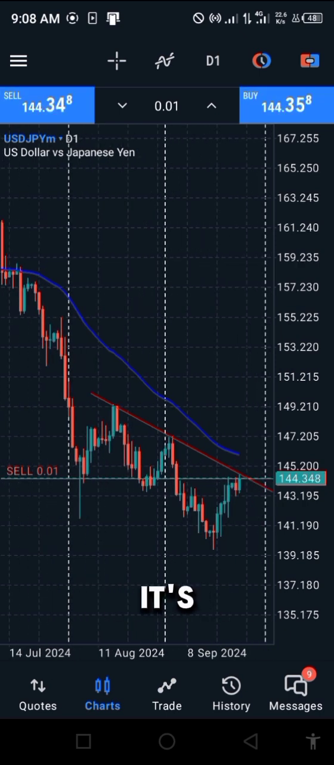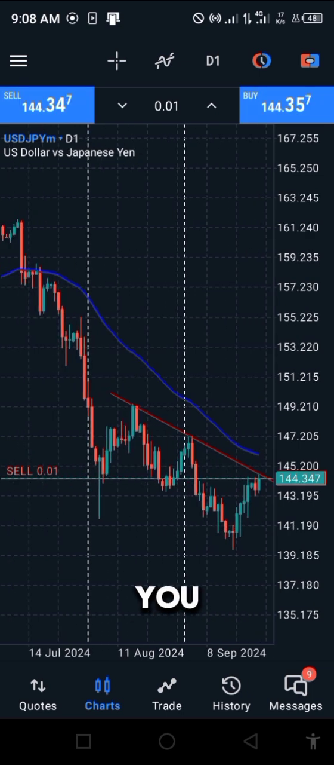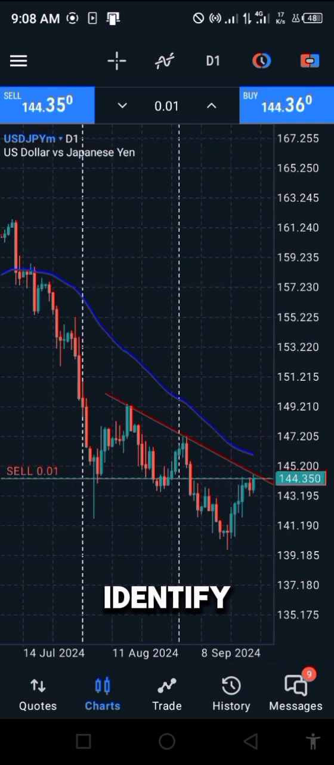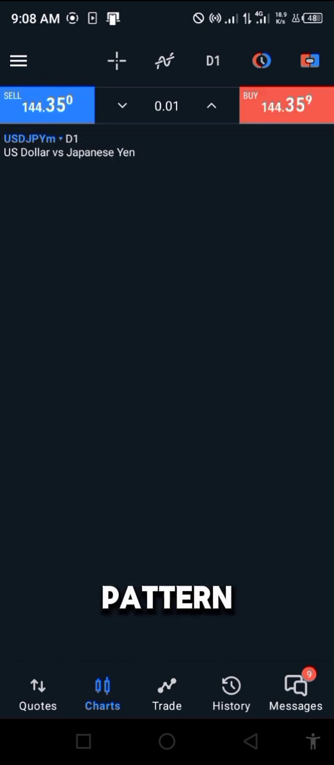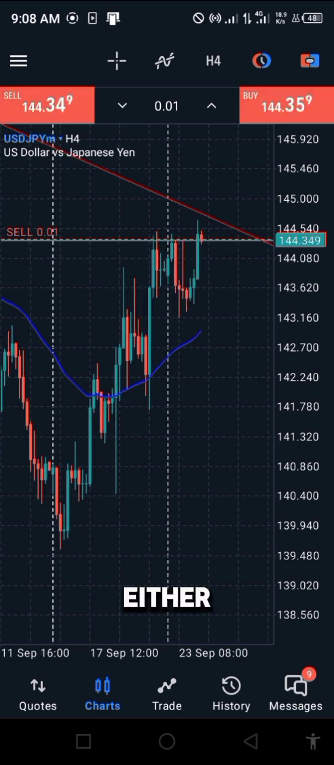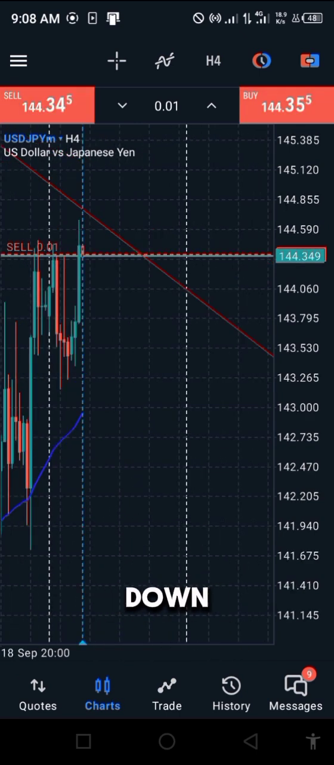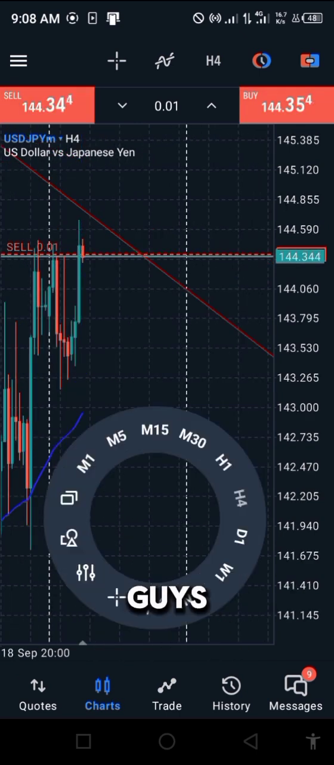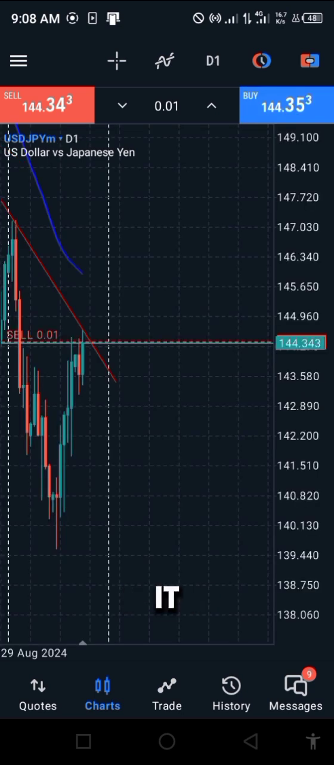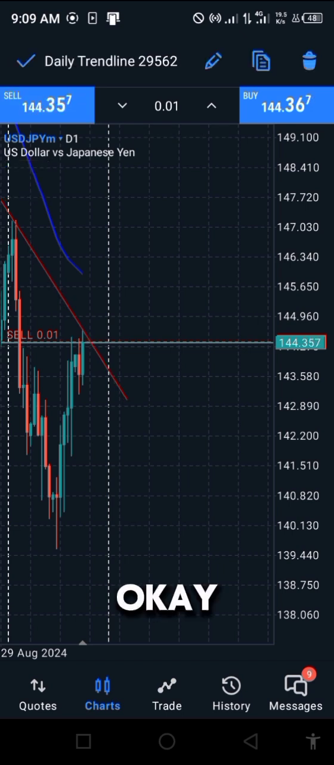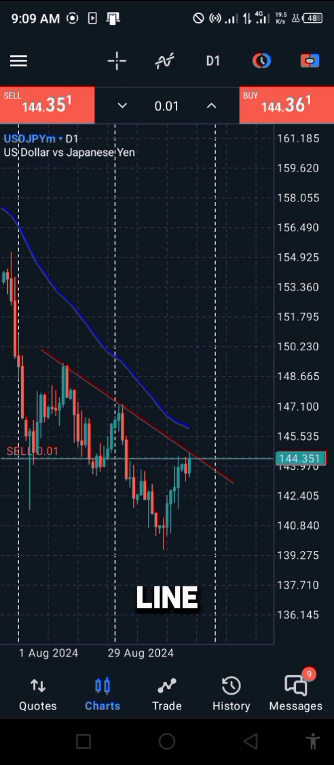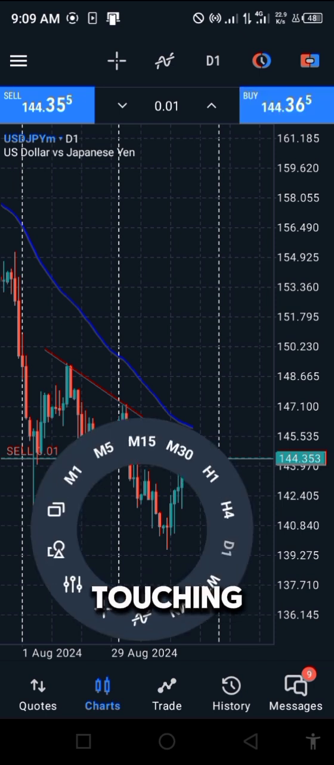It's always good that before you do any trade, if you can spot or identify a trend pattern, like a trend line, either going from top to down or from down to top, it doesn't matter, just draw the trend line. At least it helps you to have guidance of what the trade might do. So let me adjust my trend line, and we can see it is directly touching.